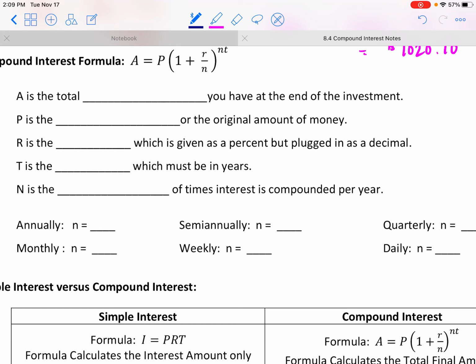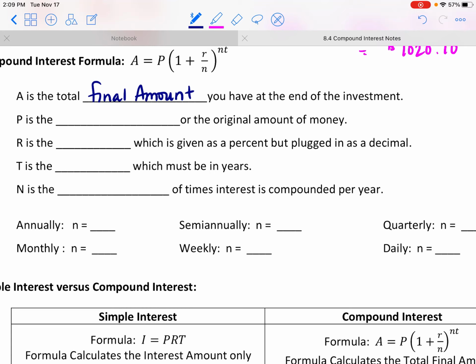where A in this formula represents the total amount that you're going to have at the end of your investment or your loan. So it's the total final amount. Actually, I'm going to put that in there. The total final, it's like redundant, but I just want to make sure you understand it is the total amount. Because in the simple interest formula, all it's calculating is the interest. You have to go back by hand and add that into the principal to get that total final amount.